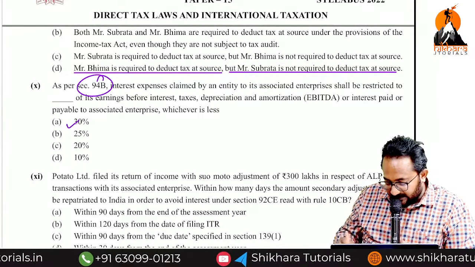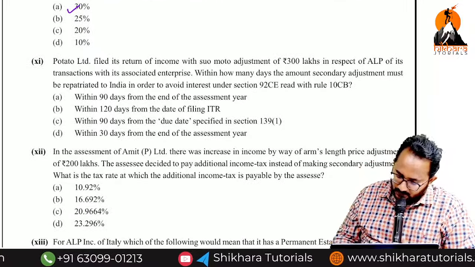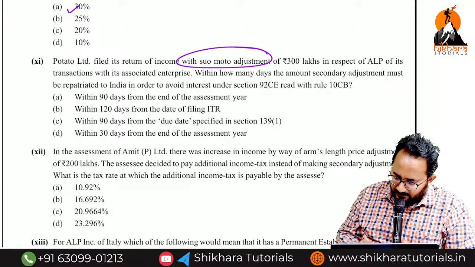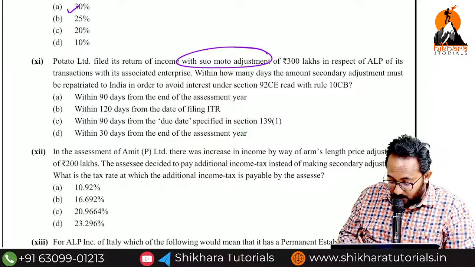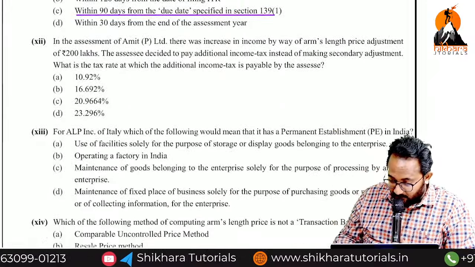94B, what is the percentage of EBITDA restriction? 30%. Now, nothing but the suo motu primary adjustment is done. Now within how many days do we have to repatriate that amount? Within 90 days from the due date under section 139(1).